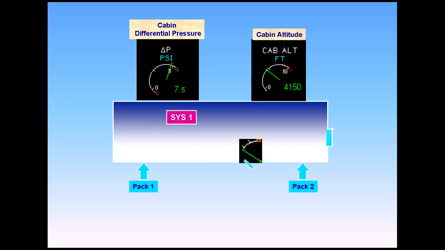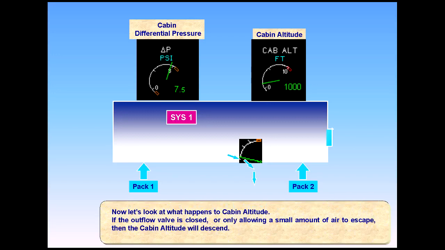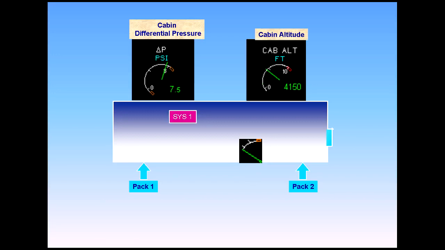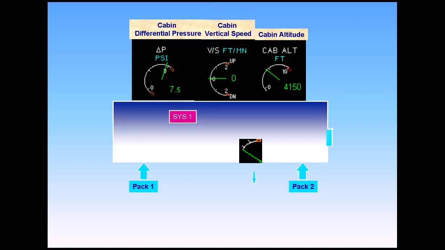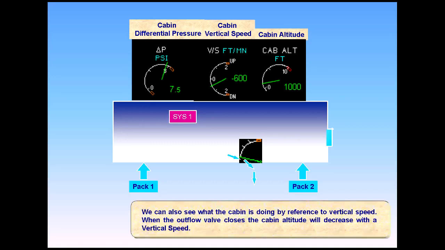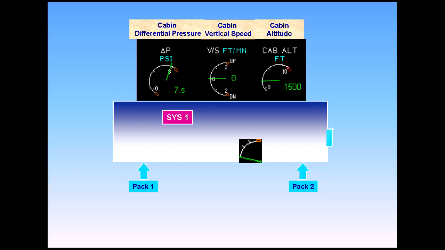Now let's look at what happens to cabin altitude. If the outflow valve is closed or only allowing a small amount of air to escape, then the cabin altitude will descend. We can also see what the cabin is doing by reference to vertical speed. When the outflow valve closes, the cabin altitude will decrease with the vertical speed. If the outflow valve is fully open, a lot of air is allowed to escape. The cabin pressure will decrease, and the cabin altitude will climb with the vertical speed.